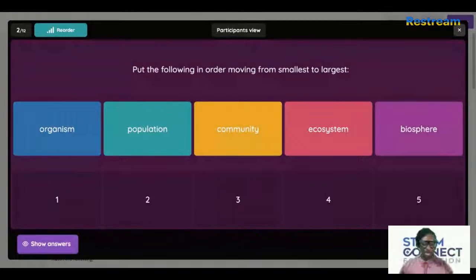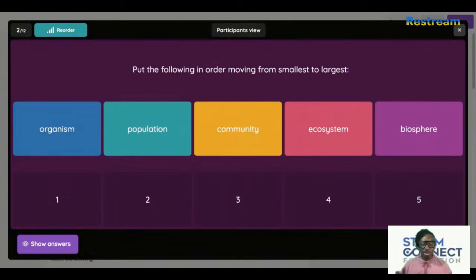All right. So think of ecosystem like the United States of America. And then I could add in biome. The biome would be North America. The whole continent would be the biome. And then biosphere takes it to the next level.